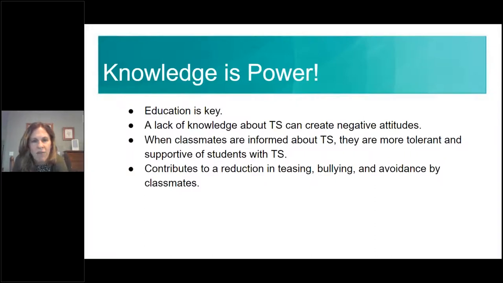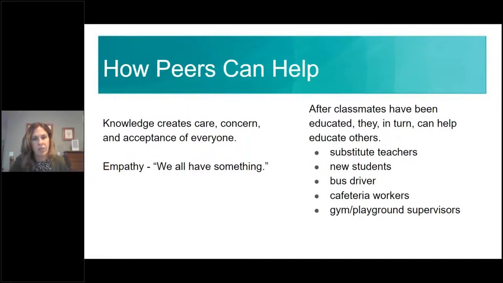So I've seen that once you just give kids the knowledge up front, kids are so resilient and they take it in stride, and then they're really ready to move on to the next thing. You give them the information and they're going to process it and they're going to be fine with it. I found also with classmates, when they're informed about Tourette syndrome, they are going to be more tolerant and more supportive of students with Tourette syndrome. And this definitely contributes to a reduction in teasing, bullying, and avoidance by classmates. And then after, the teacher is supportive, once we educate those peers, they can then help also. Knowledge creates that care and concern and acceptance of everyone. That empathy, we all have something.